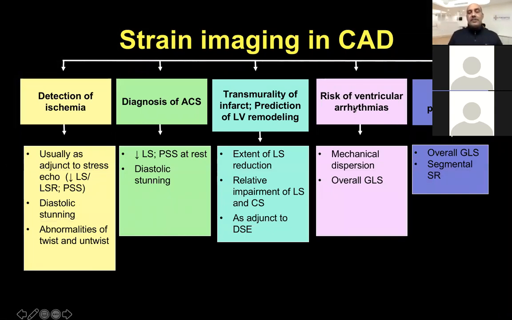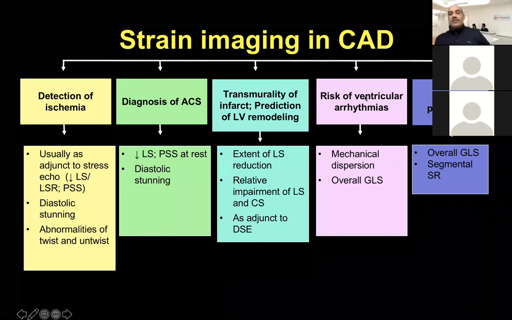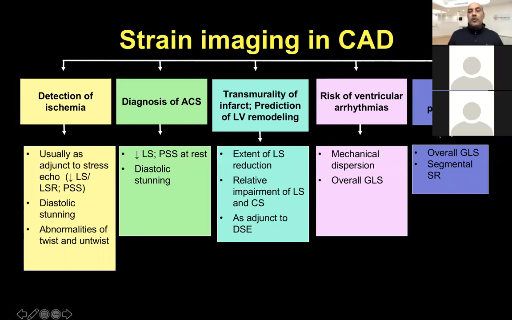If the strain value is minus 18 or less in magnitude, that is minus 17, minus 16, minus 15, it is a predictor of ventricular arrhythmias, and it is also a predictor of overall prognosis. Overall, GLS is an important predictor.